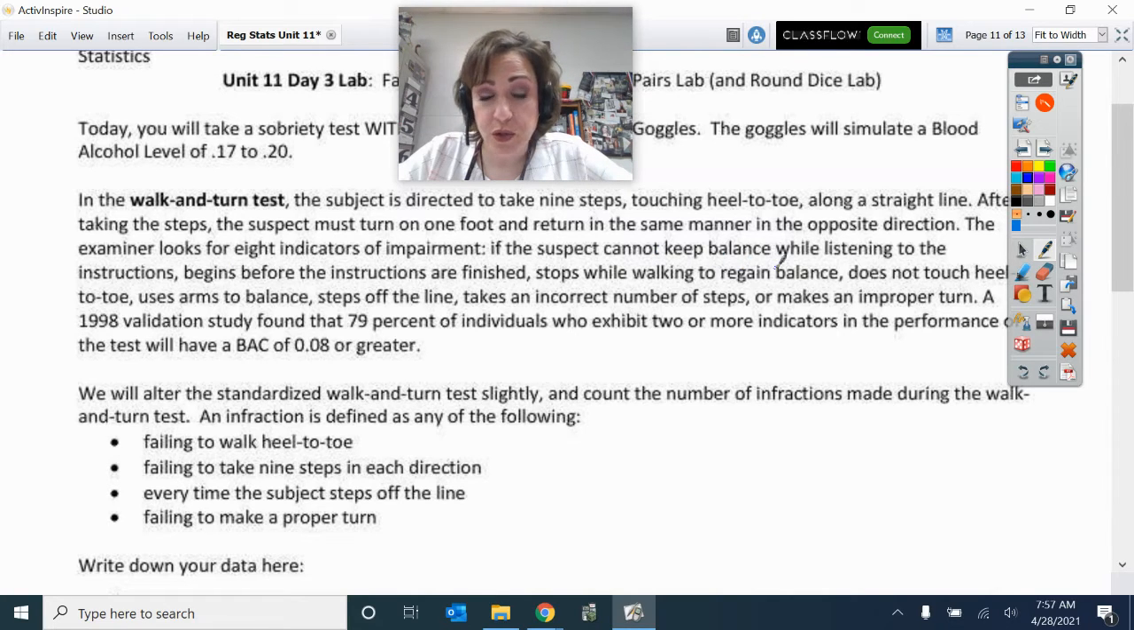do you lose your balance? Do you not touch heel to toe? Do you use your arms to balance? Oh, I didn't even put that one down there. Do you step off the line? Do you take an incorrect number of steps or make an improper turn? Because in 1998, a validation study found 79% of individuals who exhibit just two or more of these indicators will test as having a blood alcohol content level of 0.08 or greater.